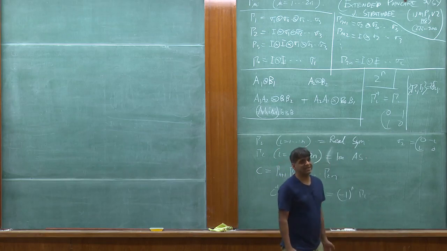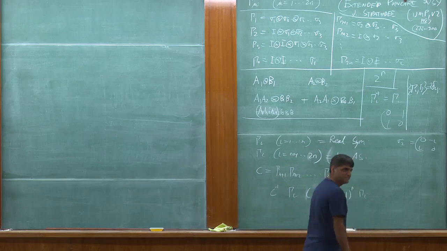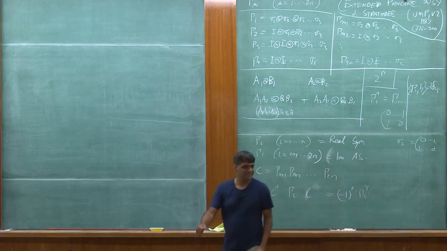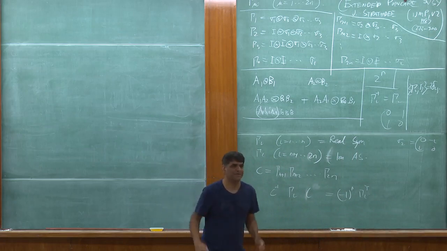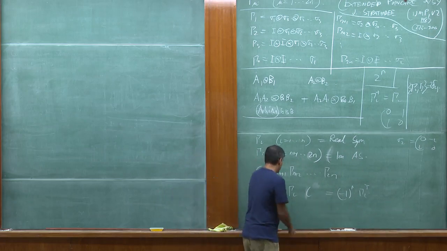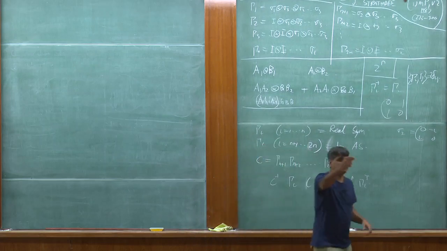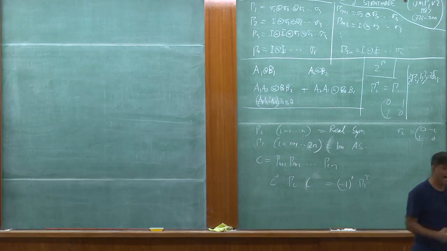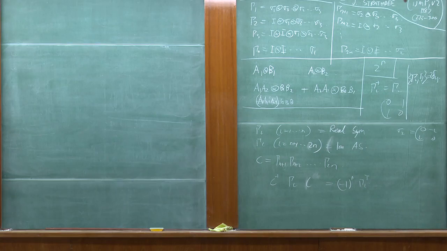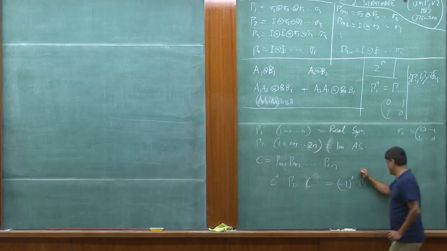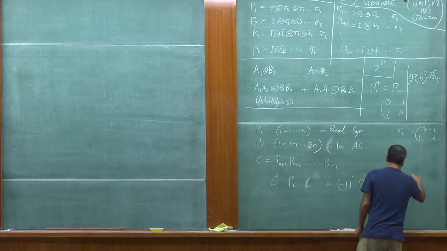But gamma I was the same as gamma I transpose. And so we might as well write this, because we were looking at I running from 1 to n, because those were real symmetric matrices. Clear? Now, gamma I commutes with itself, so passing through C it picks up the sign minus 1 to the power n minus 1. It's correct, right? Yes, it's symmetric.